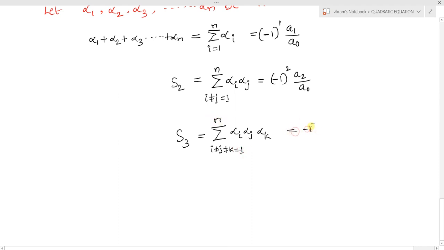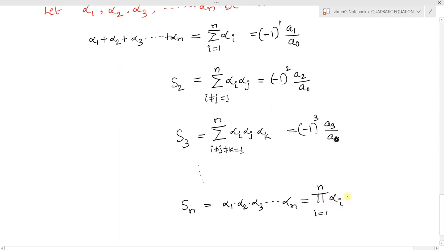So this can be written as (-1)^3 times the sum of the products of the roots taken three at a time, which equals a3 by a naught, the coefficient of x^(n-3) by the coefficient of x^n, a naught. In a similar way, finally, the sum of the product of the roots taken all at a time, that means Sn, we can write as alpha 1 into alpha 2 into alpha 3 and so on up to alpha n. The product can be written as pi of i equals 1 to n of alpha i.